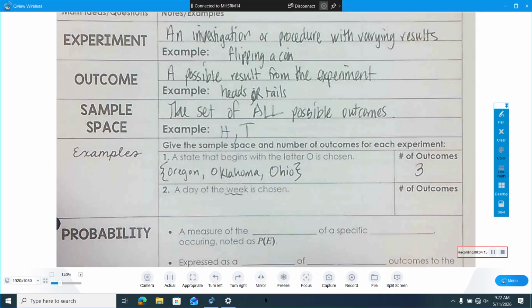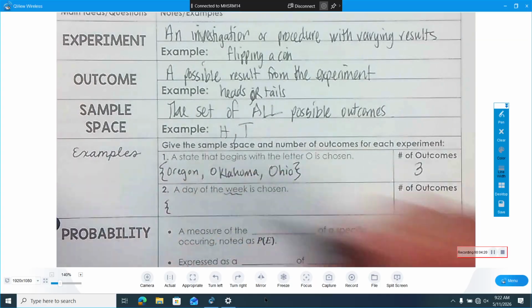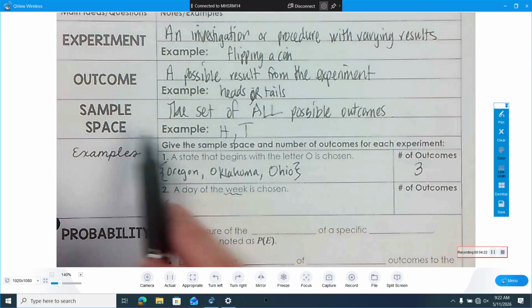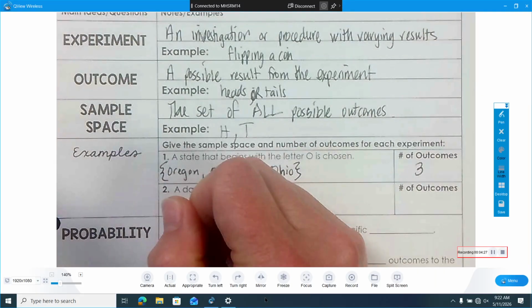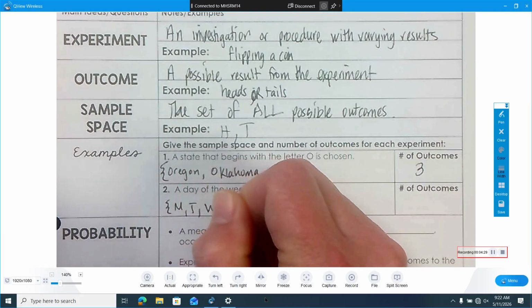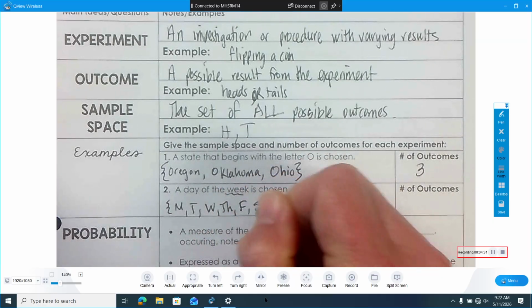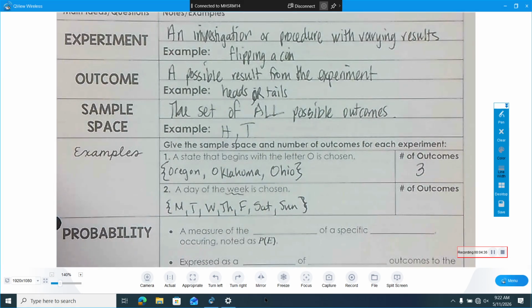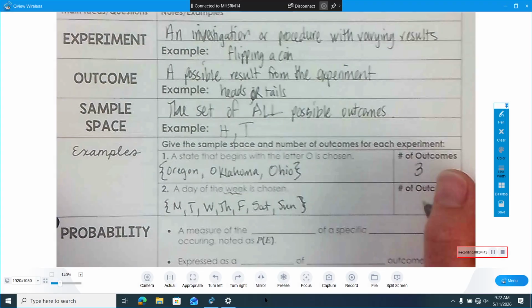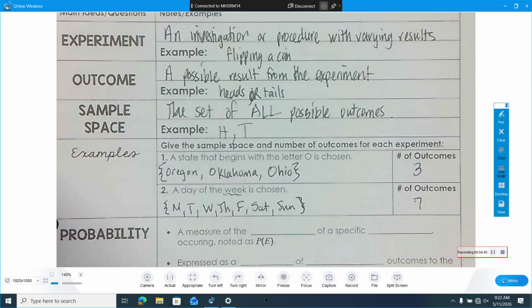A day of the week. What is the sample space? What are all the possible outcomes? Monday, Tuesday, Wednesday, Thursday, Friday, Saturday, and Sunday. All right, so that is the sample space. Those are all the possible outcomes, the total number. And again, there are 7 different possibilities there. It's kind of a weird question. Don't really like it.